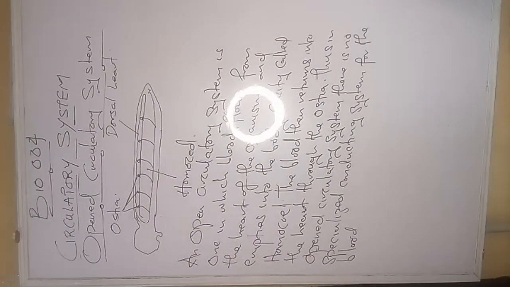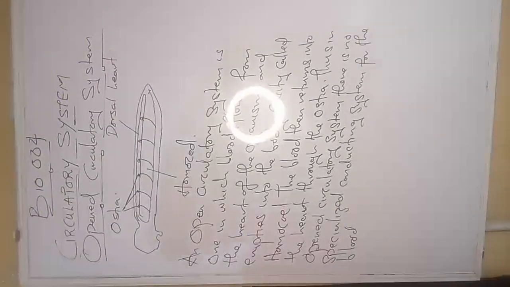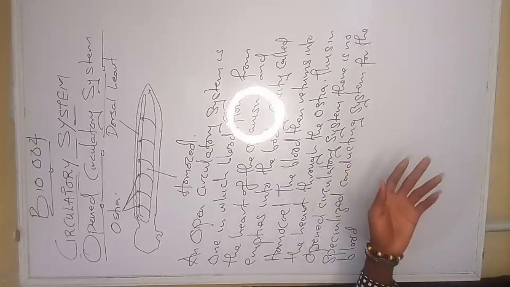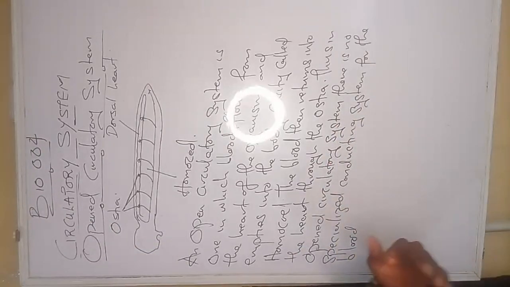And I said it occurs in your arthropods majorly. When you say arthropod, we are talking about your cockroach and stuff like that. And in this system, blood movement is slow. And its function is to transport food from the gut to body cells. Please, you have to take note of that. In this system, the transport is slow. It's not fast.